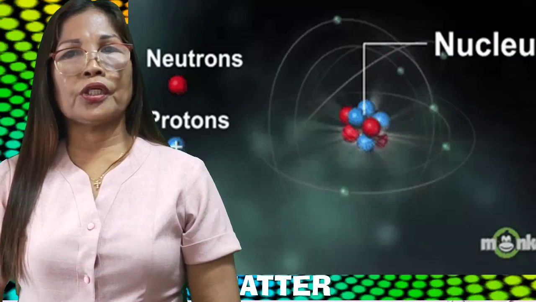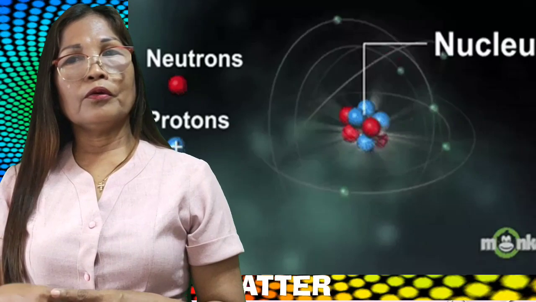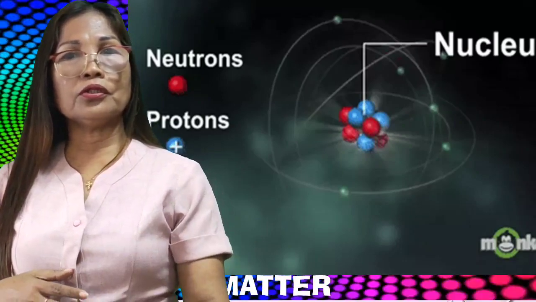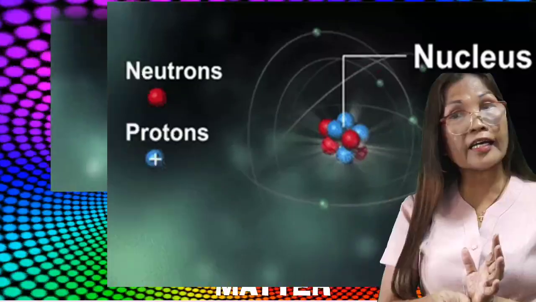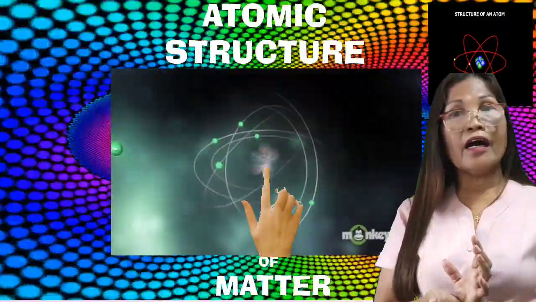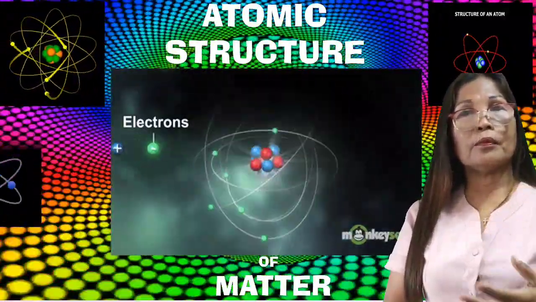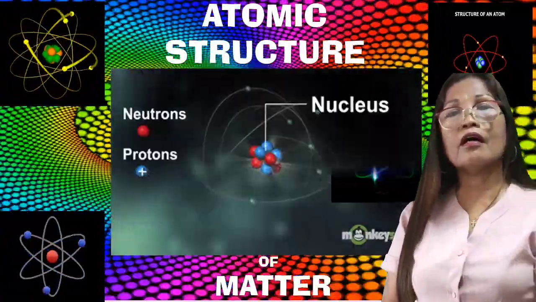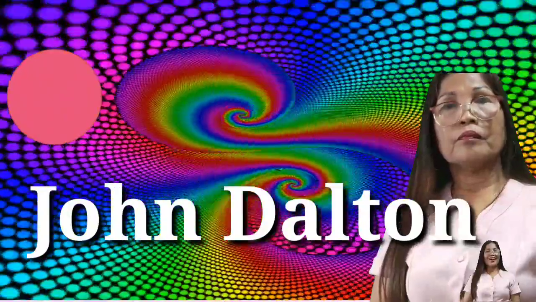Atomic structure. So, the parts of the atoms are, we have the nucleus, we have the neutrons, protons. So, nucleus is inside the atoms, wherein neutrons and protons are there. The electrons are on the outer layer or outer shell of the atom.